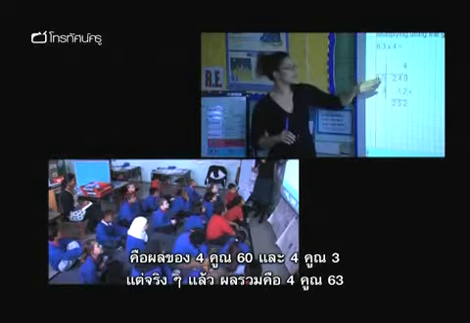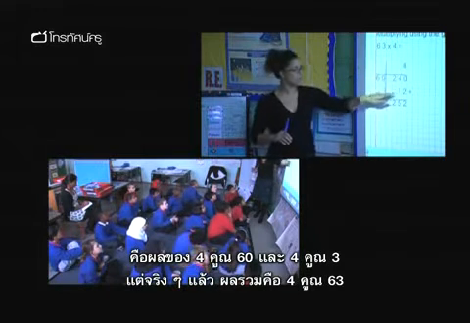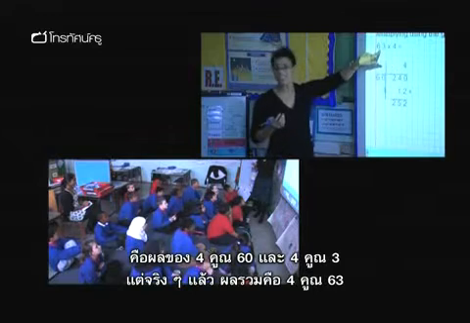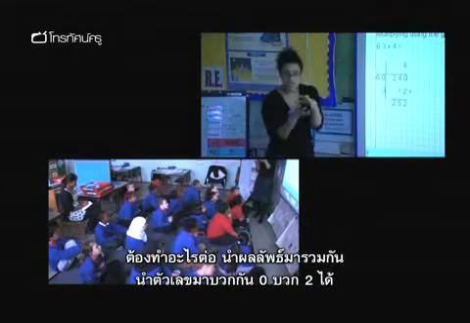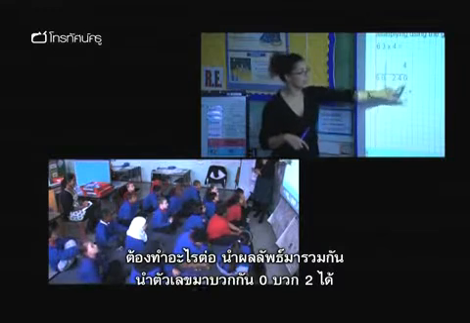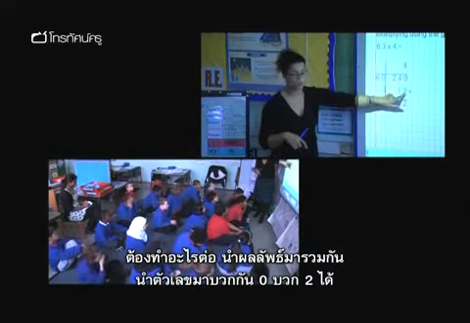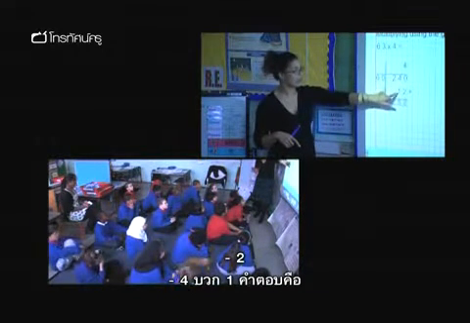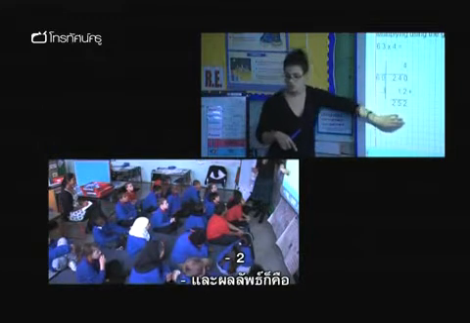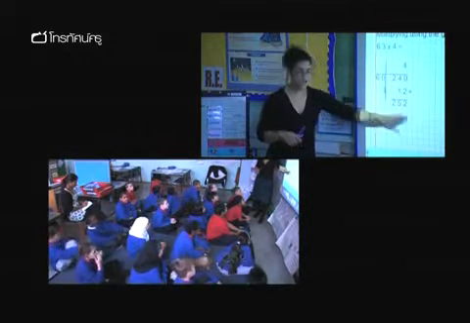OK, that's 4 times 60, 4 times 3. But really, the sum is 4 times 63. So what do I need to do? Put it back together. Fantastic. OK, so I've added them together. The 0 and the 2 is? 2. The 4 and the 1 is? 5. The 2 and the nothing is? 2. And my whole answer is? 252.